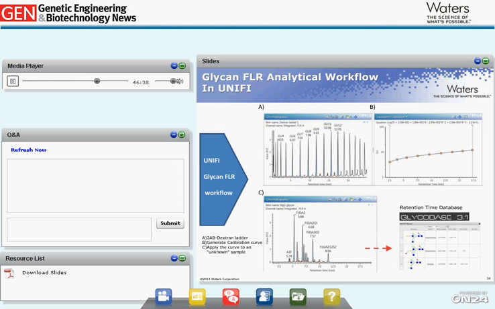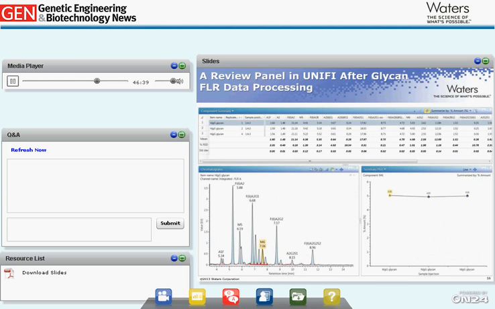And here's what the review panel looks like in UNIFI after glycan FLR data processing. Assuming these are 3 separate analyses done on the same type of sample, the scientist can look at this particular plot, where all the peak components are summarized by their relative percent amount within the whole glycan mixture. You can, for example, click on the Man5 peak, and it will also give you a trending plot, which is very useful.